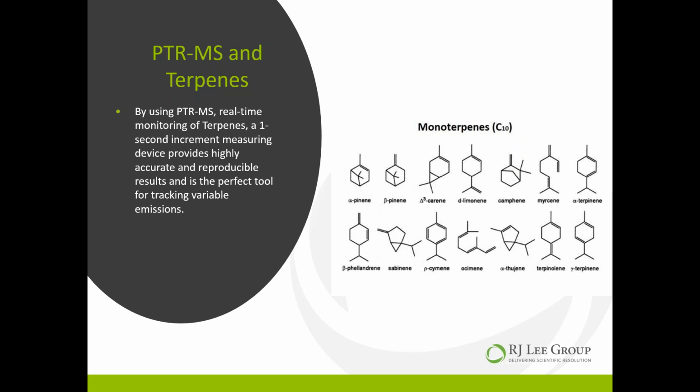But now here, you see some of the monoterpenes. By using a PTR-MS for real-time monitoring of the terpenes at 1-second increments, the measuring device provides highly accurate and reproducible results. It is a perfect tool for tracking the variable emission of these terpenes into the atmosphere. Next slide.